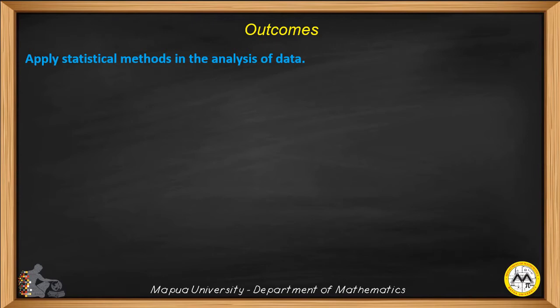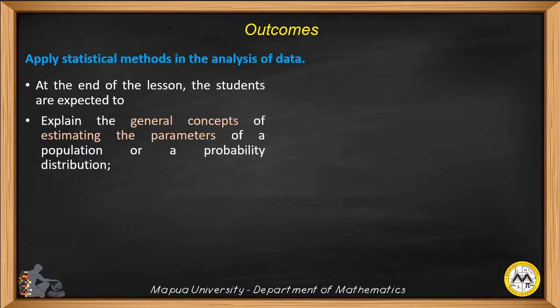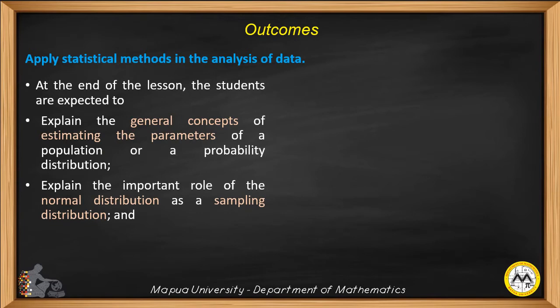The intended learning outcomes would be, at the end of the lesson, the students are expected to explain the general concepts of estimating the parameters of a population or a probability distribution. Explain the important role of normal distribution as a sampling distribution, and understand the central limit theorem.